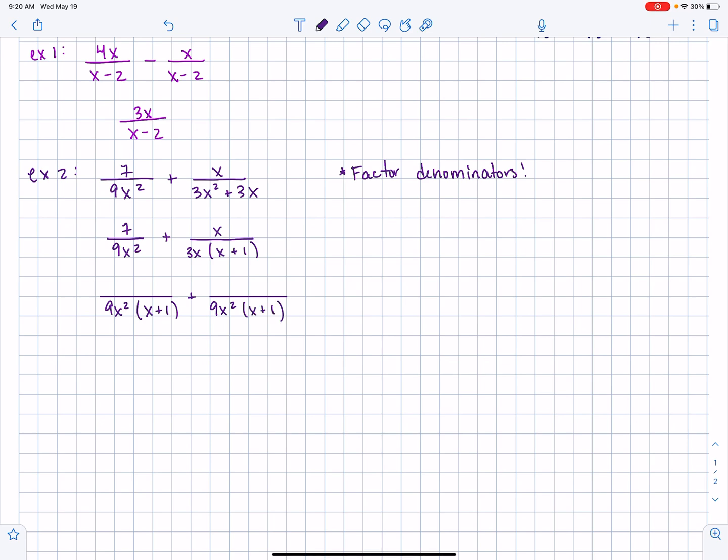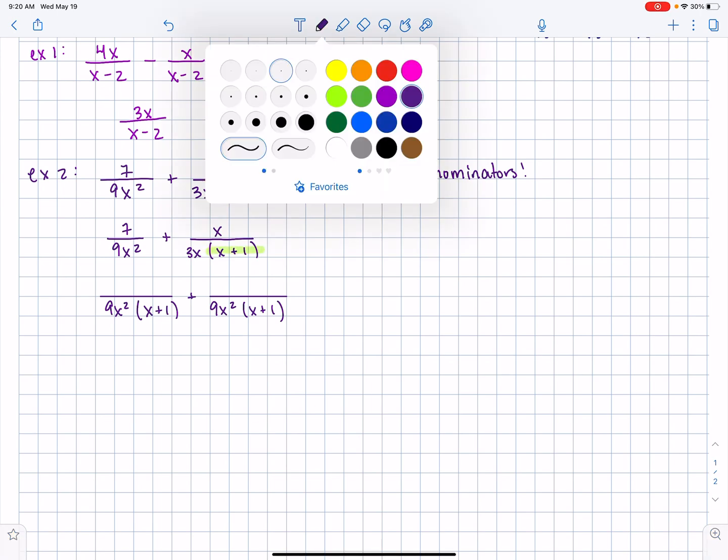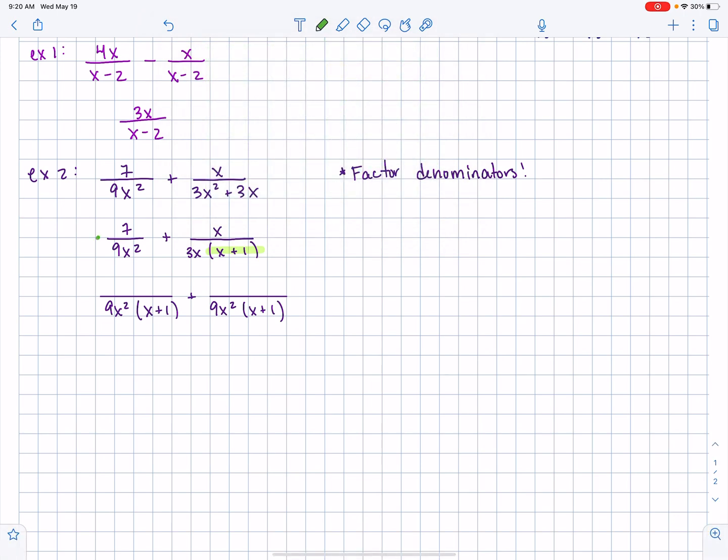All right, so from here, we have to figure out what we need to multiply these fractions by. The one on the left has a 9x squared, but it's missing an x plus 1. So we're going to multiply the one on the left by x plus 1 over x plus 1. As a reminder, if you multiply your denominator, you also have to multiply the numerator by the same thing. So when you distribute that out, we get 7x plus 7.